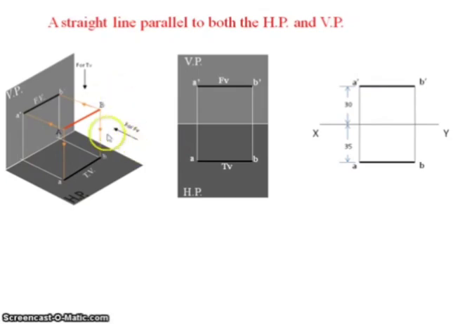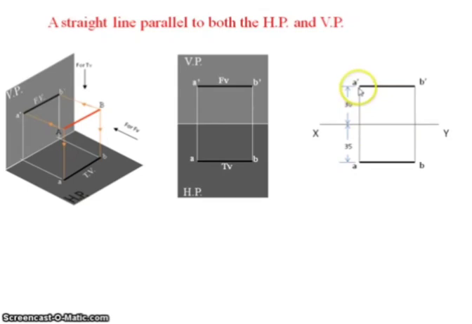So in this case, when the straight line is parallel to the horizontal plane and vertical plane, in both front view and top view we get the straight line of true length. As per the given conditions, it is 30 mm above the horizontal plane and 35 mm in front of the vertical plane. So by taking those distances of the straight line from the two principal planes, we have to draw the final front view and final top view.